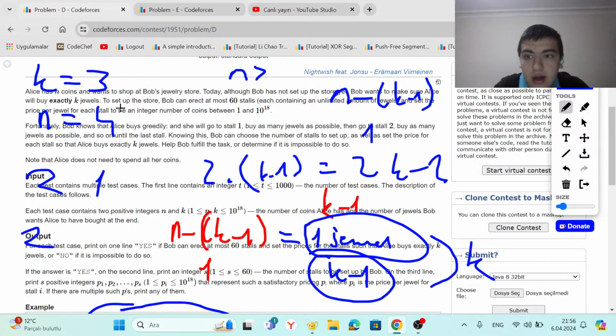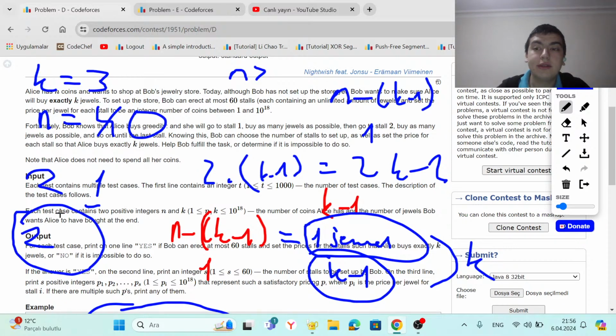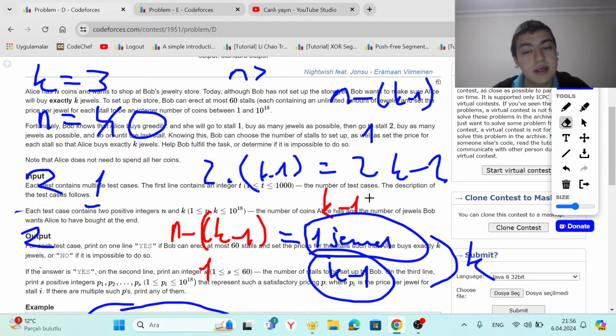And here, our cost will be 0, so we cannot buy any more jewelries. So we will buy a total of 2 jewelries. So we cannot buy 3 jewelries, and we cannot reach our condition. We cannot satisfy our condition. So the thing that we don't want has happened.